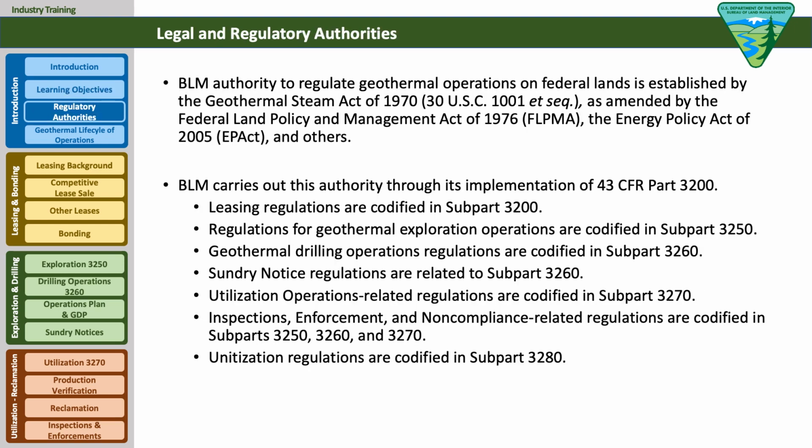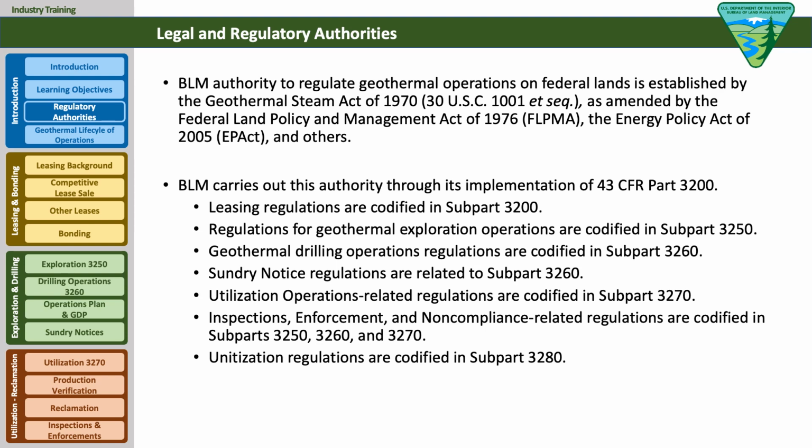BLM authority to regulate geothermal operations on federal lands is established by the Geothermal Steam Act of 1970, 30 U.S.C. 1001 and what follows, as amended by the Federal Land Policy and Management Act of 1976, the Energy Policy Act of 2005, and others. BLM carries out this authority through its implementation of 43 CFR Part 3200.